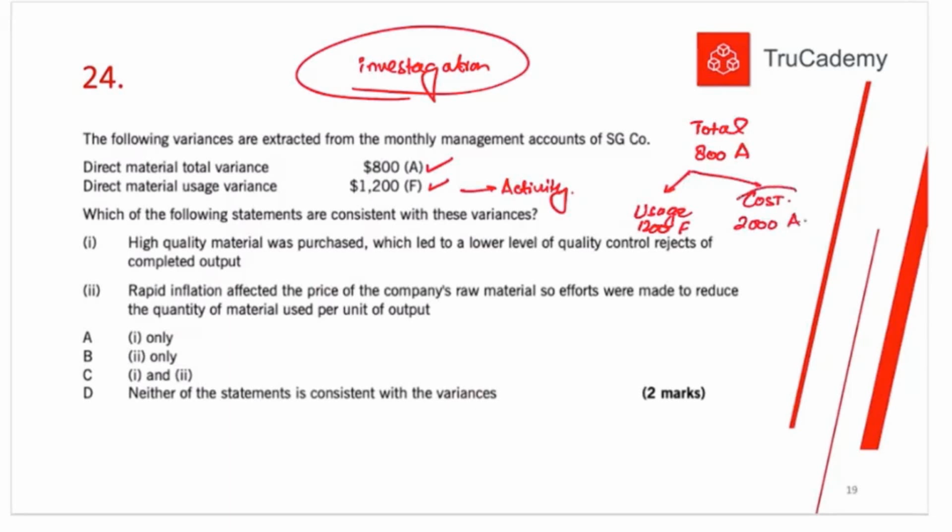This information is not given in the question. This we find out. So it means we are buying excessively expensive material and it leads to less usage of raw material. This is a very practical thing to consider. It's a very practical variance. Why are we paying excessively for buying the raw material? Because we are buying the best quality of raw material.